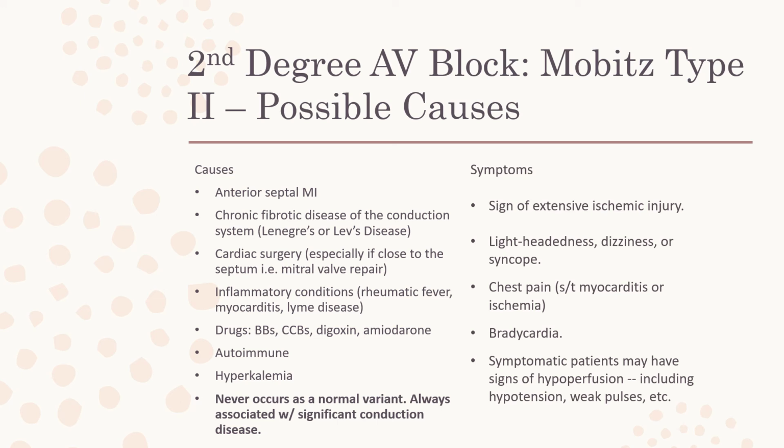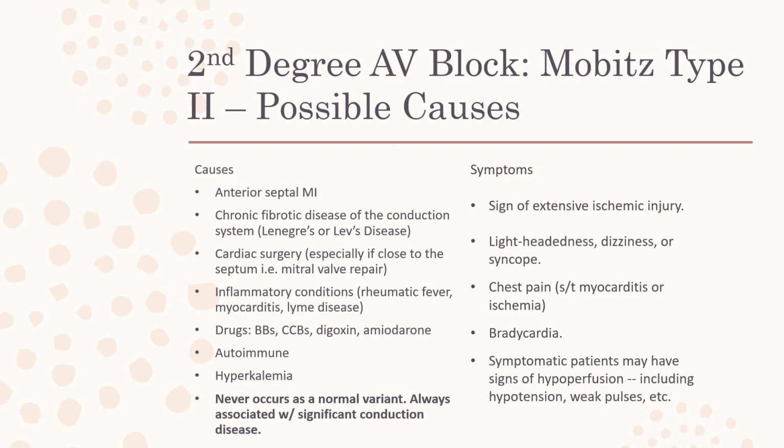So the causes of second degree type 2: anterior septal MI, chronic fibrotic disease of the conduction system, cardiac surgery, inflammatory conditions, drugs such as beta blockers, calcium channel blockers, DIG, amiodarone, autoimmune issues, hyperkalemia. Notice I did not say athletic shape in this particular block, like I've said in first degree AV block or second degree type 1, those can be okay. Those can occur in patients who are in really good athletic shape. That is not a normal variant here. This is always associated with some type of significant conduction disease.